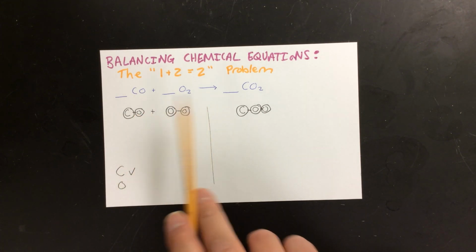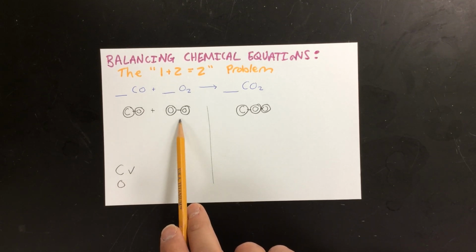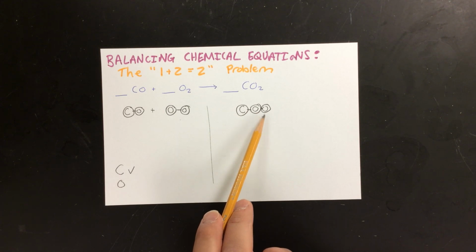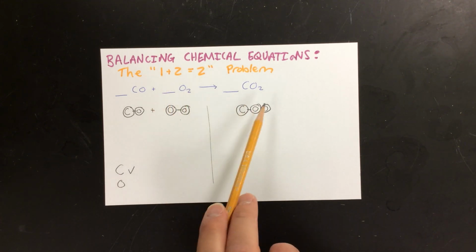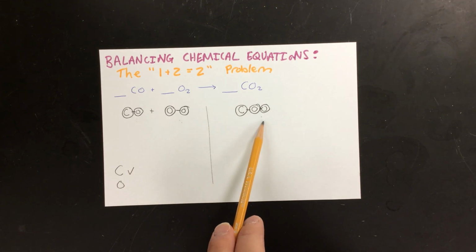Now before the reaction, we have one oxygen here and two oxygens there for a grand total of 3. And on the other side, we have two oxygens. This is why I call it the 1 + 2 = 2 problem. We have one oxygen here plus 2. And on the other side, we just have 2.